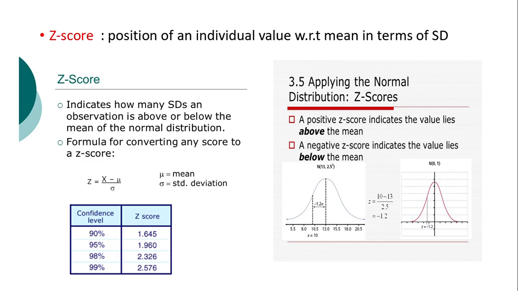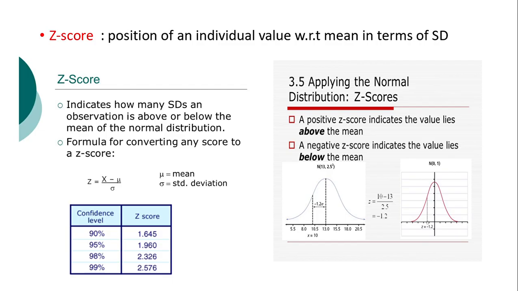Then coming to Z score, the position of an individual value with respect to the mean in terms of Z score. Z score indicates how many SDs, standard deviations, an observation is above or below the mean of the normal distribution. Formula for converting any score to a Z score: Z is equal to x minus mu divided by sigma. Mu is mean, sigma is standard deviation.